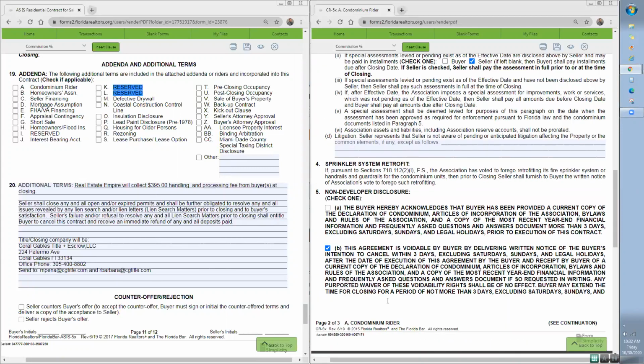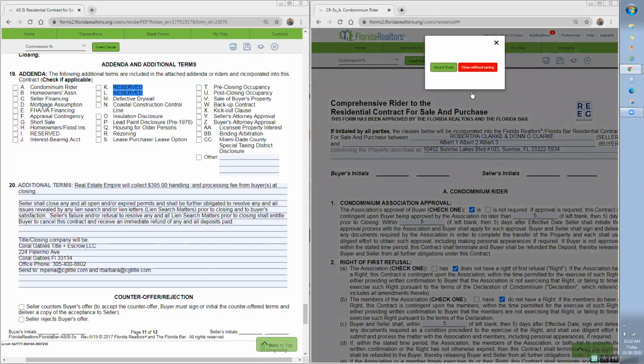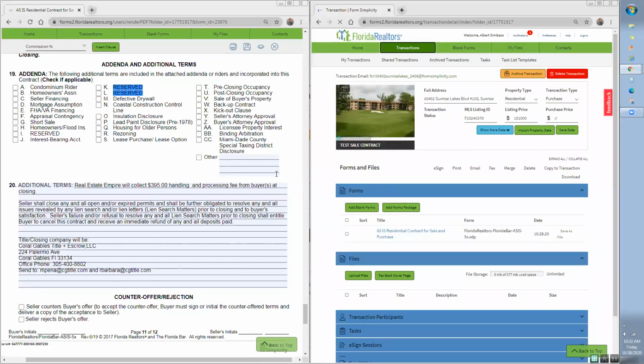So here you only have to initial it once, buyer initials, seller initials, and it goes together with the association, I'm sorry, with the as-is contracts. Any questions on this document? All right, great. Now we're going to go to the homeowners association.